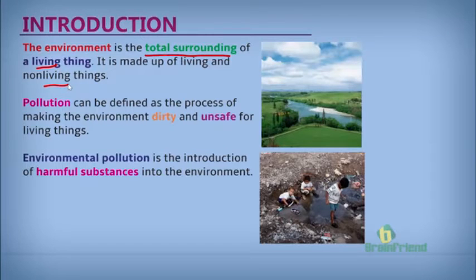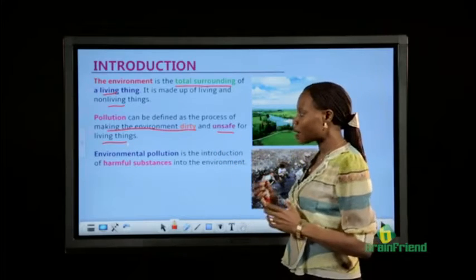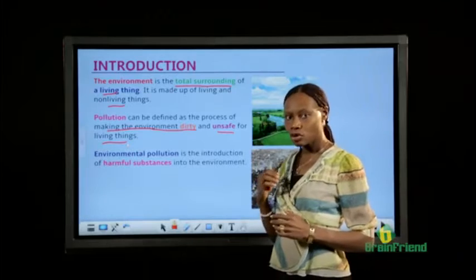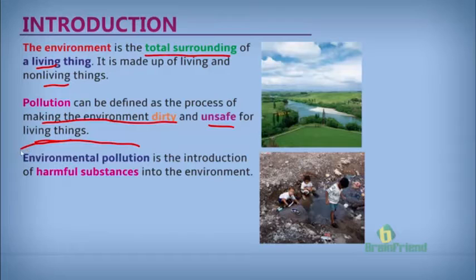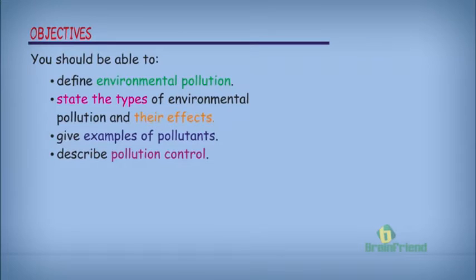What is pollution? Pollution can be defined as the process of making the environment dirty and unsafe for living things. It means that when things that are harmful are introduced into your environment, it is known as environmental pollution. You can see from our picture here, this environment is clean. But this environment is a very dirty one. It's a polluted environment.